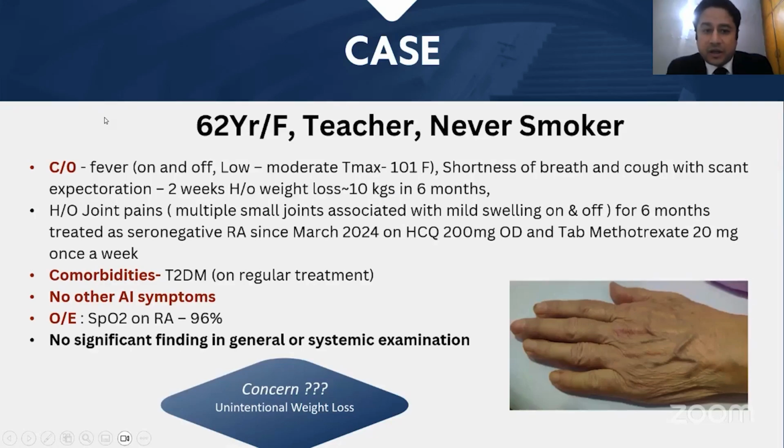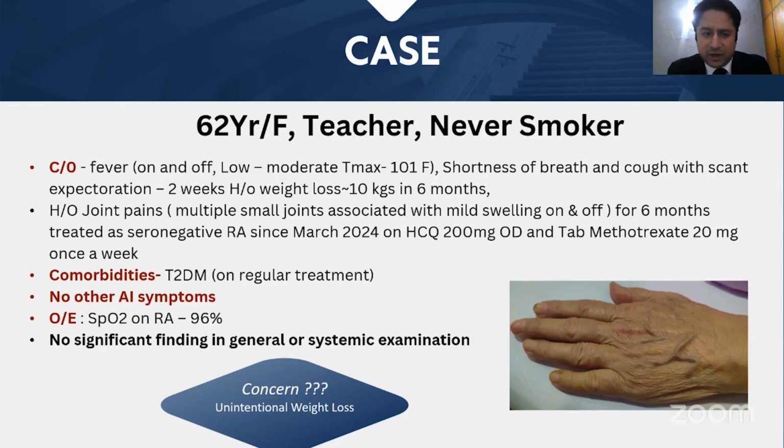So we are presenting a case of a 62-year-old female, teacher, never smoker, who presented to us with chief complaints of fever, shortness of breath, and cough with expectoration for 2 weeks, and a history of 10 kgs weight loss in the last 6 months. She also had joint pains, with multiple small joints involved for the last 6 months, treated as seronegative RA on treatment since March 24 with HCQ 200 OD and methotrexate 20 mg once a week.